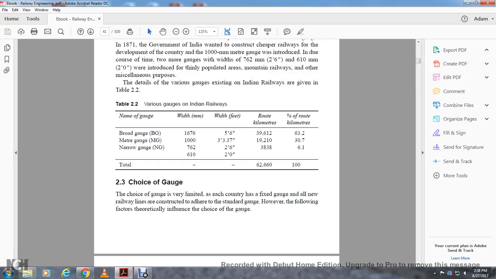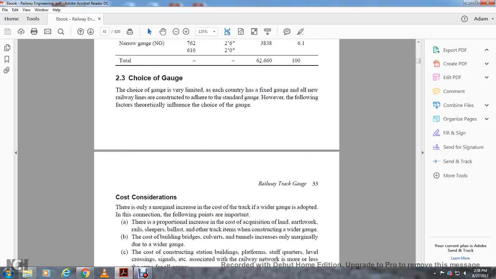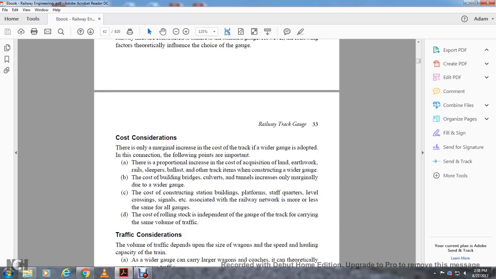Choice of gauge. The choice of the gauge is limited, as each country has fixed its gauge. All new railway lines are constructed adhering to the standard gauge. However, the following factors theoretically influence the choice of the gauge. Cost consideration. There is only a marginal increase in the cost of the track if the wider gauge is adopted. In this connection, the following points are important.